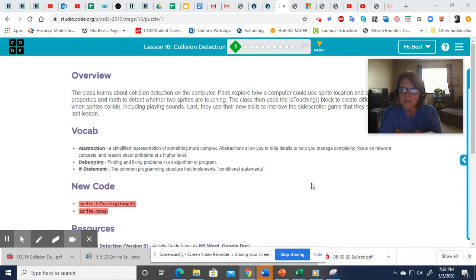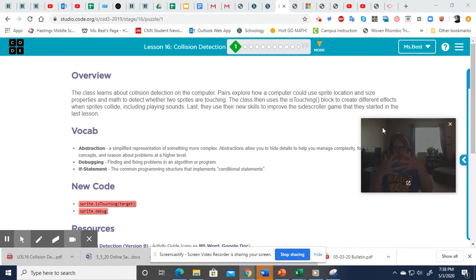This is Computer Science Discoveries Unit 3, and this is Lesson 16 in the Designing Game chapter part of Game Lab. And we're talking this time about collision detection. So take a moment to look at this overview. You're going to start investigating how you detect things touching each other, or collision.